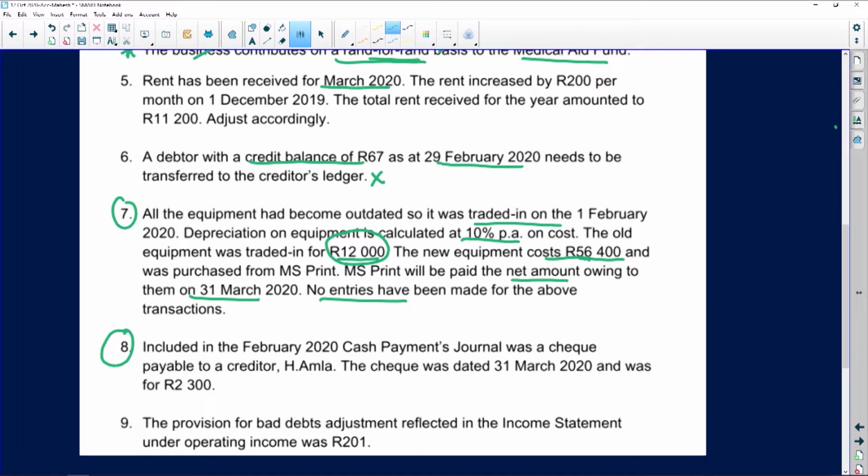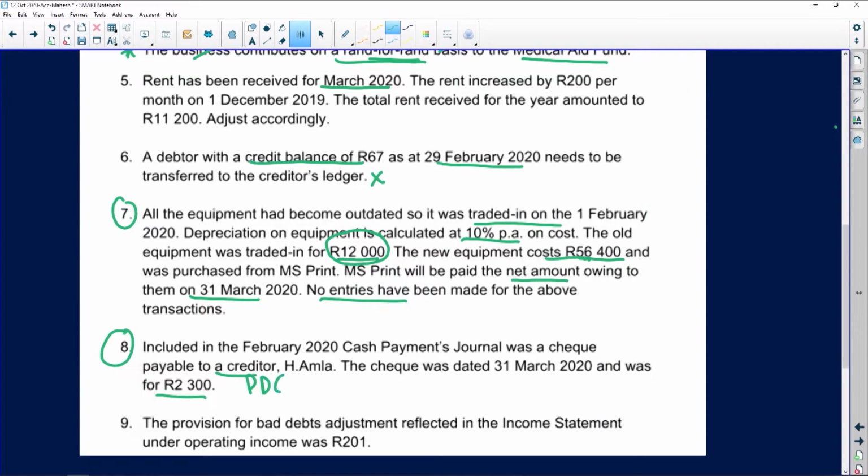Included in the February 2020 cash payments journal was a check payable to a creditor, H. Amla. The check was dated 31st of March 2020 and was for 2,300 Rand. Right, so clearly we are now coming across a post-dated check that was issued.